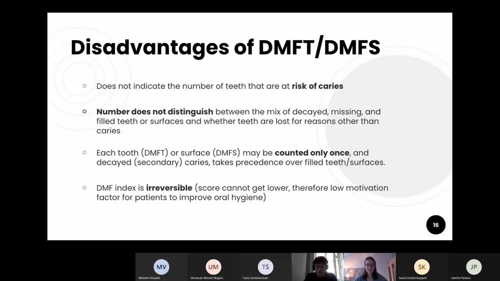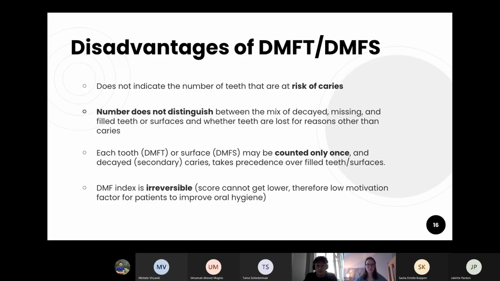Disadvantages are that the index doesn't indicate the number of teeth that are actually at risk of caries, and also it doesn't distinguish between decayed, missing, or filled teeth. So the number won't be worse if, for example, the person has a lot of decayed teeth. It will be the same as if the patient had a lot of filled teeth. And then also it can only count 1 tooth or 1 surface. So even if it has caries plus a filling, you will only count the surface once.